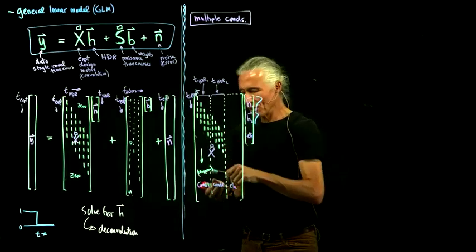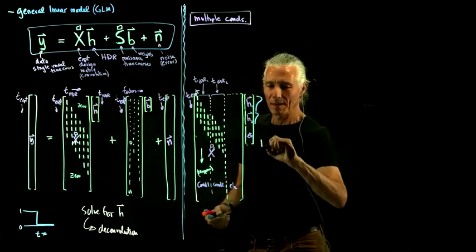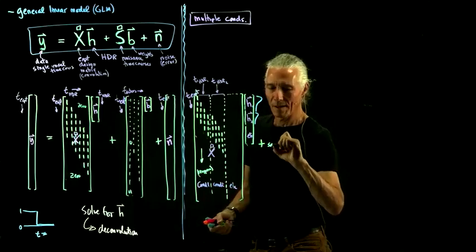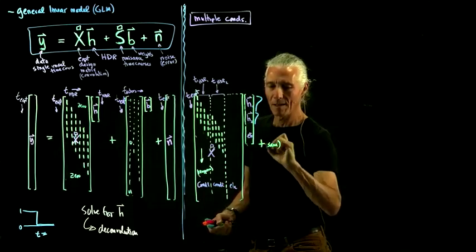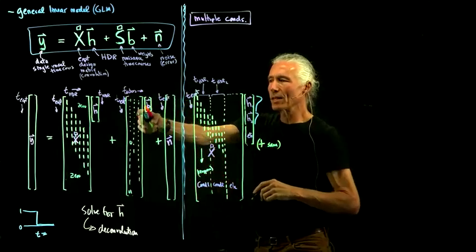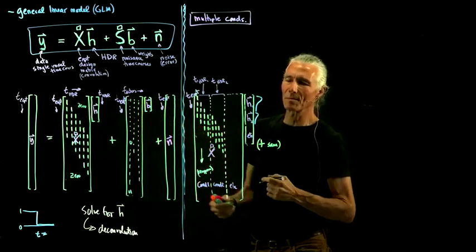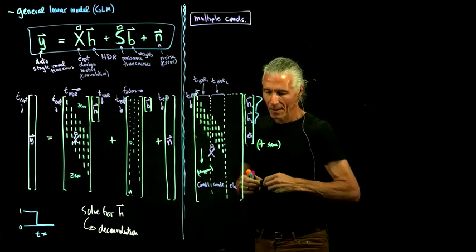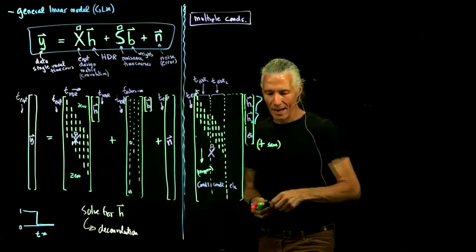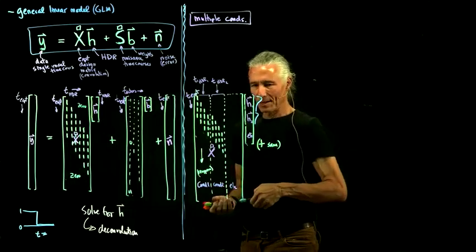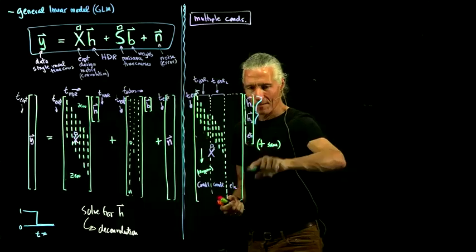And then the other part is just the same. So we didn't change anything for our nuisance. The nuisance is still going to be there just like before. So that's how we could add multiple conditions to our experiment.